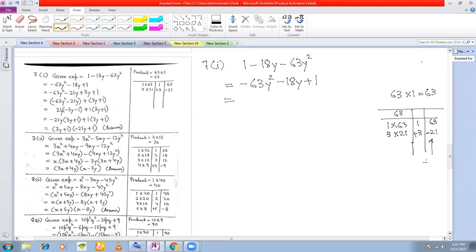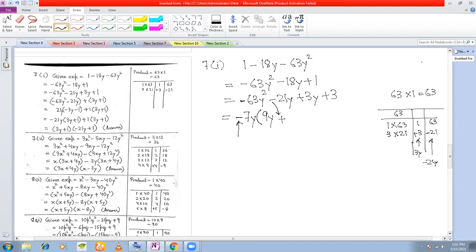So for this I have minus 21y, and for this I have plus 3y. So what I do is I break the middle term as minus 21y and plus 3y, plus 1. Okay. Now what is the HCF of minus 63y squared and 21y? It is 7y, right? But because I have a negative sign, I can keep a negative sign outside. So what am I left with? 63y squared, if you divide by 7y, how much are you going to get? 9y, right? And because I have kept this negative sign outside, this sign will change to positive.